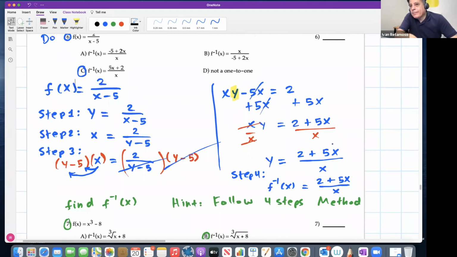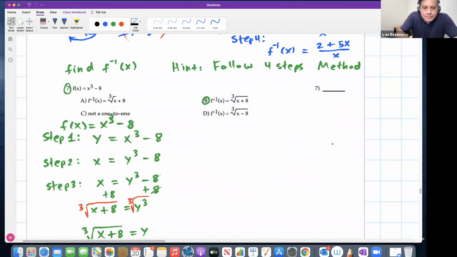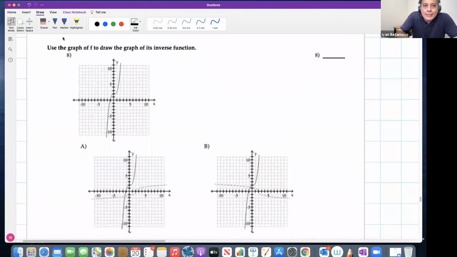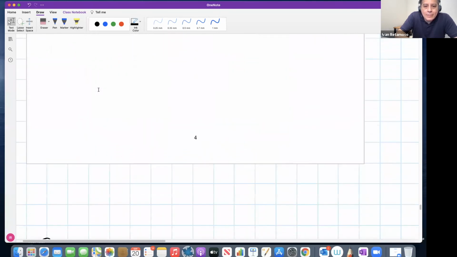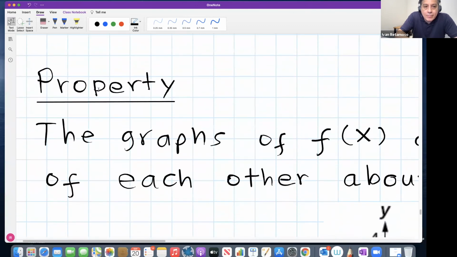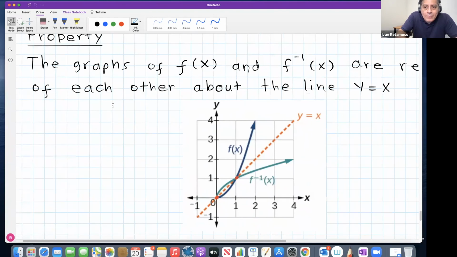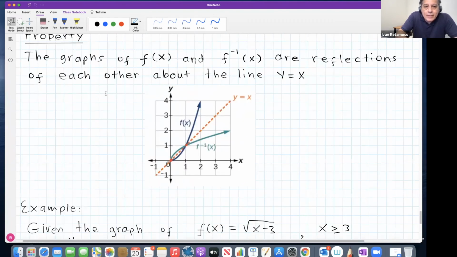Let's talk about this property between the graph of the original function, the given function, and the graph of the inverse function. So, remarkable property: the graphs of f of x and f inverse of x are reflections of each other about the line y equal x. The line y equal x, when graphed, is this diagonal line.